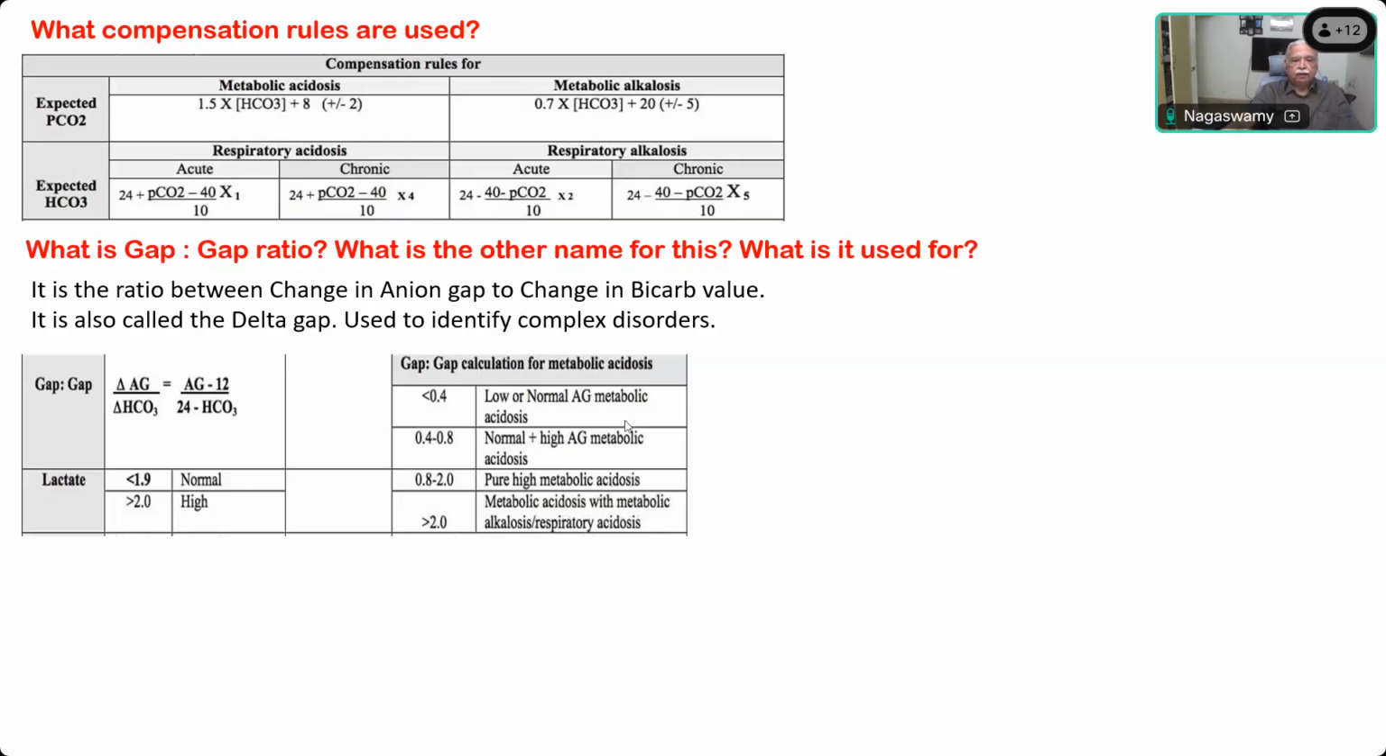So the combined disorders or complex disorders are made out only when you know how to use this delta gap or gap. Otherwise, using the simple approach of checking whether the pH is less than 7.35 or more than 7.45, you can simply say it is only acidosis or alkalosis. But when complex or combined disorders are present, that can be calculated only using these formulas. Without that, it will not be easy to do that. Okay.